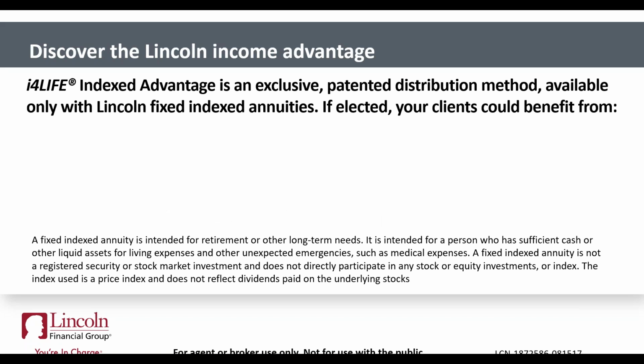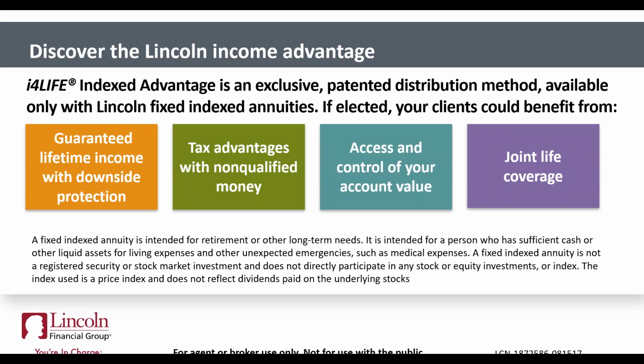So let's get going. What is I4Life? It's a patented income rider from Lincoln. We have multiple private letter rulings from the IRS on this. It's about guaranteed lifetime income, right? It is an income rider, so that income is guaranteed for life. Tax advantages for non-qualified. This is key. If you think about a SPIA, those payments have a tax exclusion ratio, right? They don't come out as LIFO. Again, this is not a SPIA, but the payments are going to look like a SPIA. Part basis, part gains. So very tax favorable.